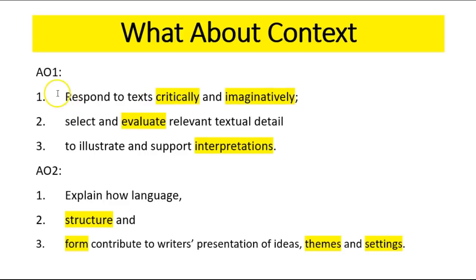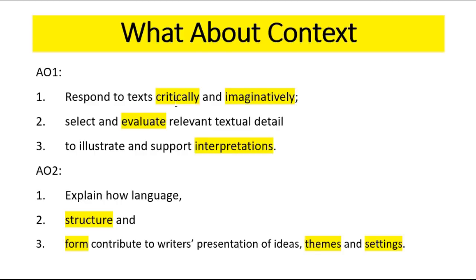So, the first thing you have to do for assessment objective 1 is respond to text critically. So, if you're being critical, you're coming up with an argument. That's your top way to get a grade 7 and above. Whatever the question is, you're coming up with a point of view you're going to argue. Well, if you're going to do that, you need to mention the author's viewpoint.